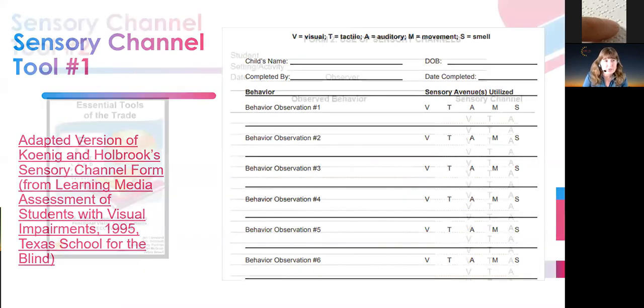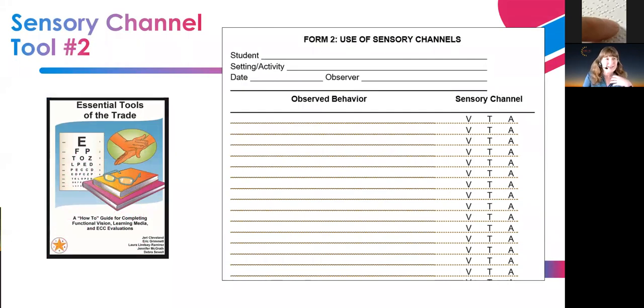The next sensory learning tool is from one of my favorite books, Essential Tools of the Trade. It is one of the most recent and relevant books because it was published in 2018, so it is very recent. It has this wonderful form included in it. It also comes with a thumb drive, so you can download all of these forms and print them as you need them. You jot down the observed behavior, and then you circle the sensory channel. This form only has visual, tactile, and auditory channels that you're noting. So there's two great tools for sensory channels.